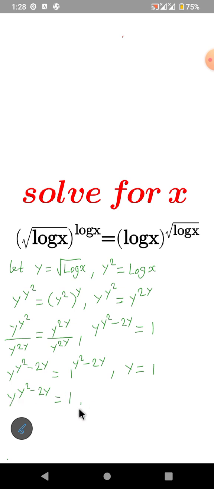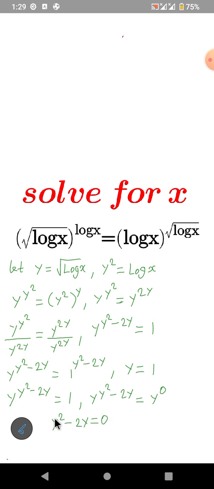Then now I'll write the left hand side again. y raised to the power of y squared minus 2y will now be equal to, now this base is y, so here I will say y raised to the power of 0, because y raised to the power of 0 will give us 1. Now if you look at this, this base here is y and this base here is y, so they are the same. So since they are the same, we are going to equate the power. So the power now will say y squared minus 2y is equal to 0.